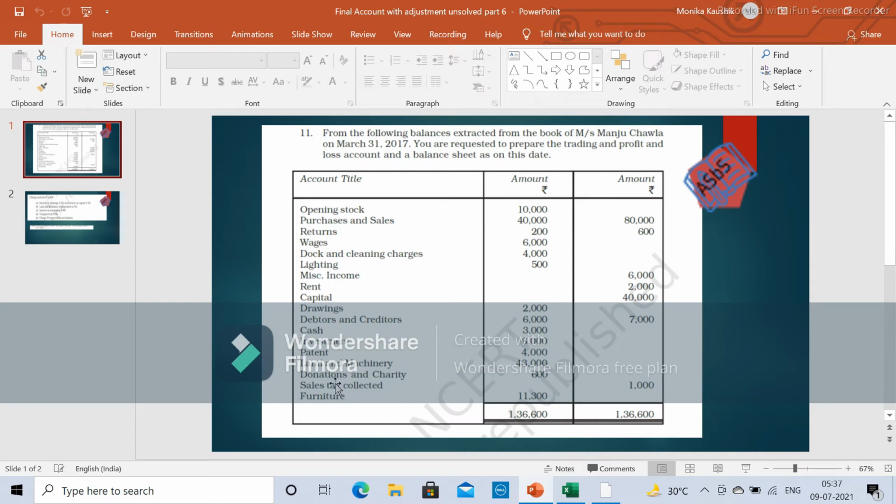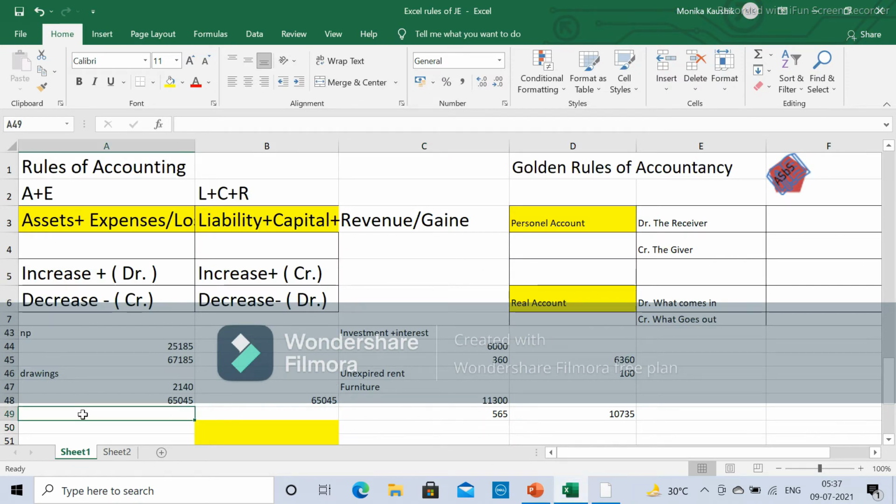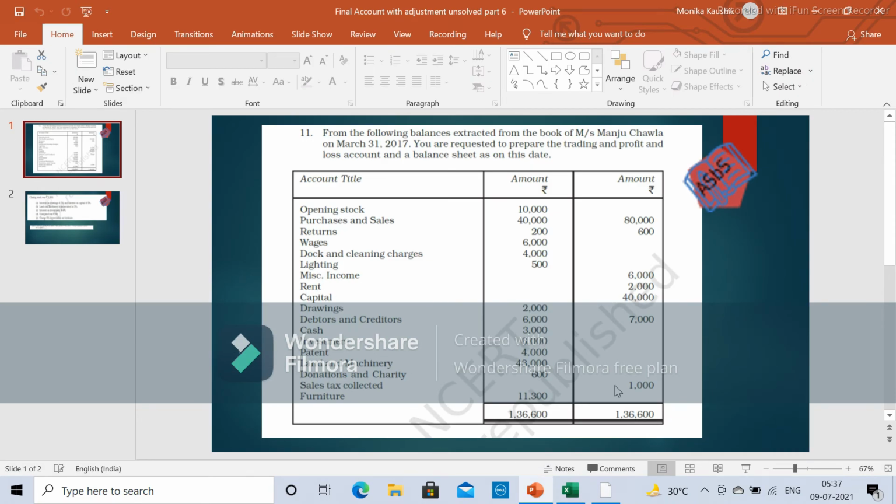Now the remaining item, sales tax collected. If sales tax paid or any income tax paid would be there, then we deducted it from the capital plus net profit minus drawings. In this case, this is collected, so we will have to add it back. Add it back means simply we can write down here sales tax collected. Of course, that's written on the credit side, so this is my liability. Next one is donation and charity, already done.